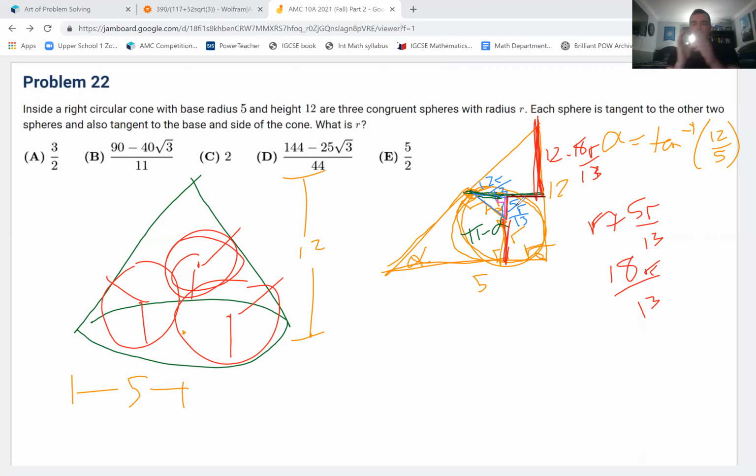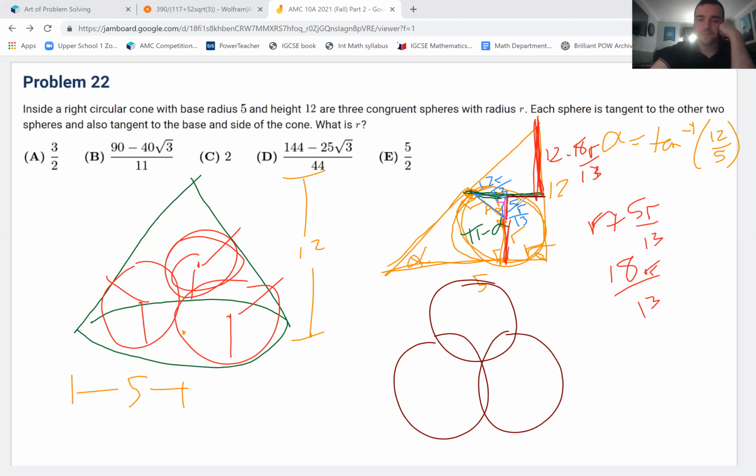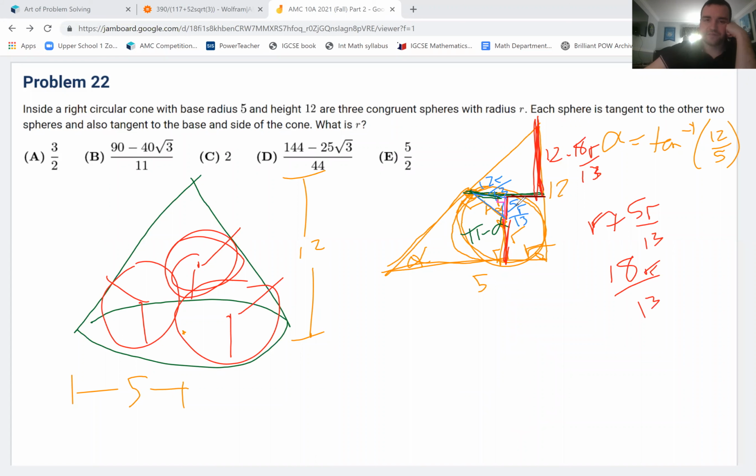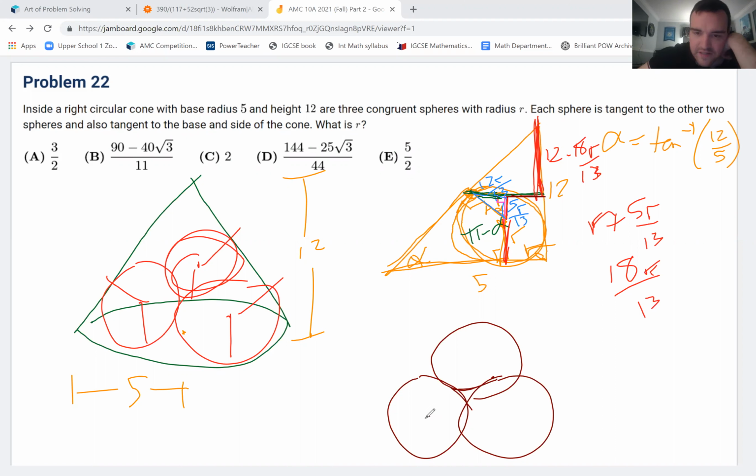It's hard to explain, but imagine we're looking at an overhead view of the three spheres. It's going to be the distance from the center of one of the circles. Let me draw this a little bit better. If I draw the three circles, there's a little space in the middle, and I need to find the distance that goes from the center of one of the spheres to this little center in the middle here.